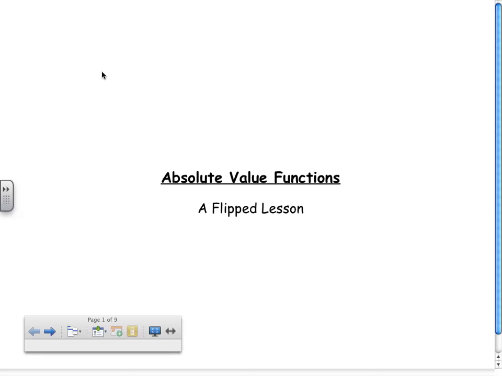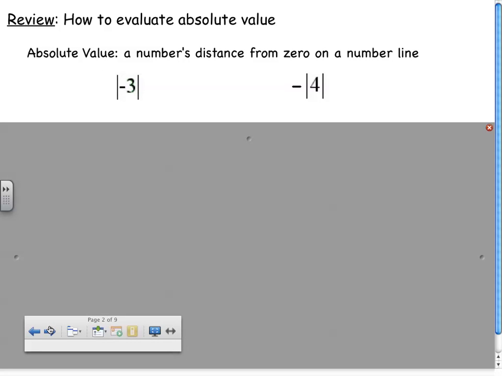Before I talk to you about what an absolute value function is, we have to first review what absolute value is. Remember that absolute value is a number's distance from zero on a number line. So, for example, if we're taking the absolute value of -3, we need to think about how far away -3 is from 0. Well, when you think of distance, always think of distance as a positive measurement.